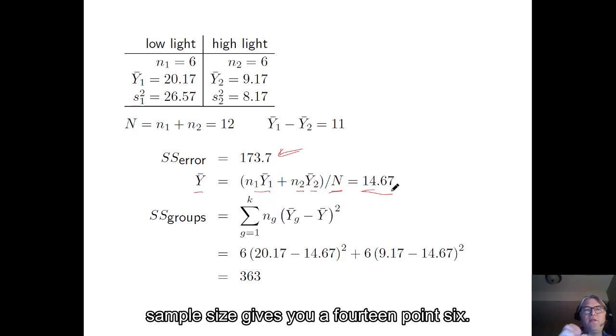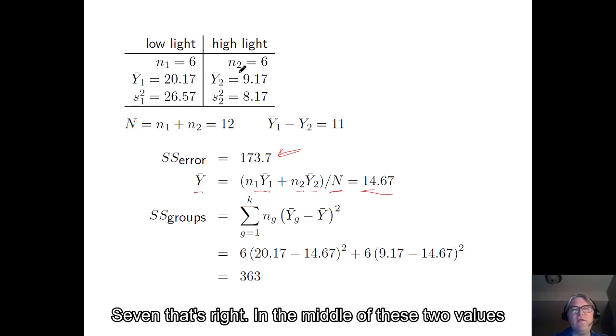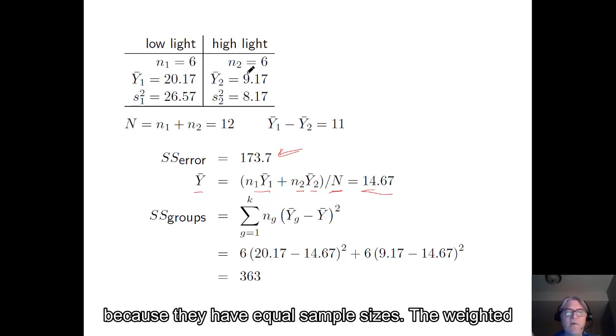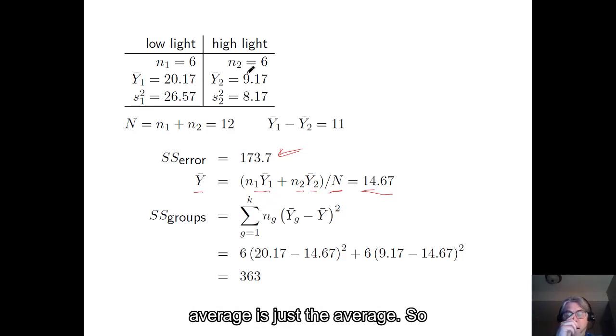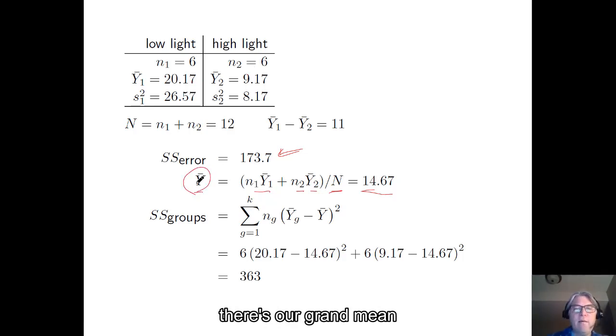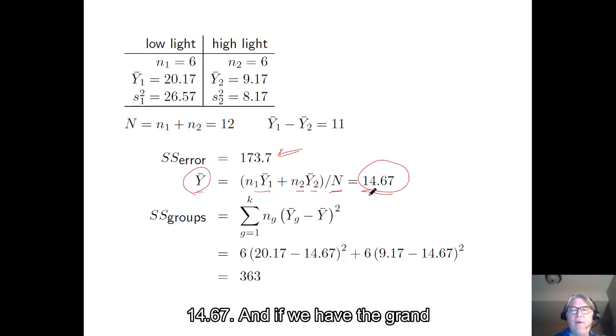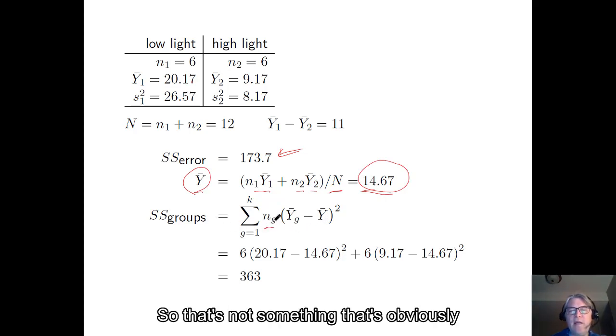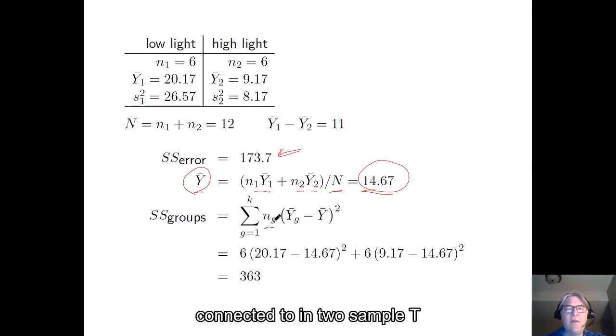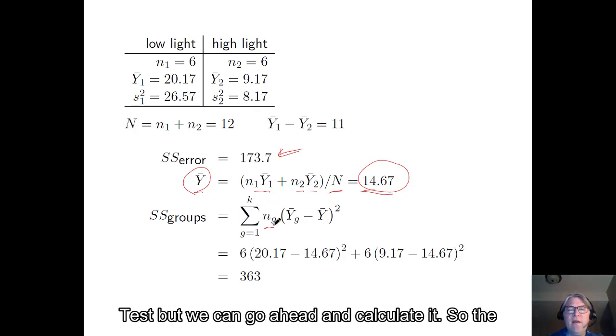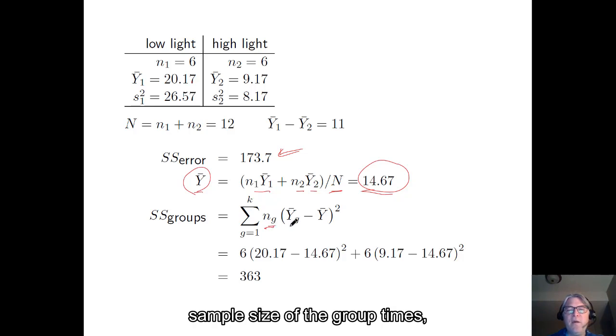Gives you 14.67. That's right in the middle of these two values because they have equal sample sizes. The weighted average is just the average. So there's our grand mean, 14.67. And if we have the grand mean, then we can calculate the sum of squares groups. So that's not something that's obviously connected to a two-sample t-test, but we can go ahead and calculate it. It's the sample size of the group times the deviation of the group from the grand mean, and we square that deviation. So this is putting in all the numbers.